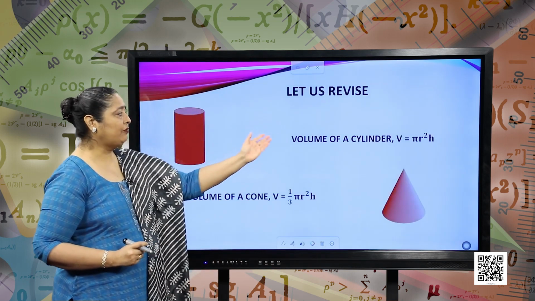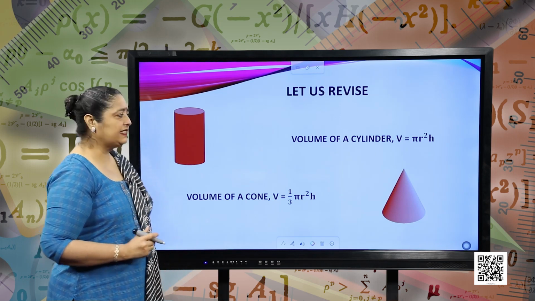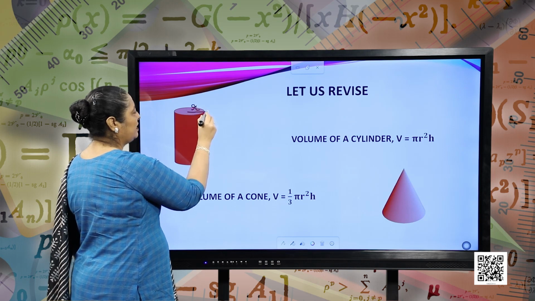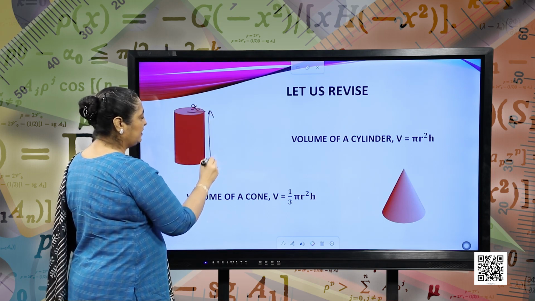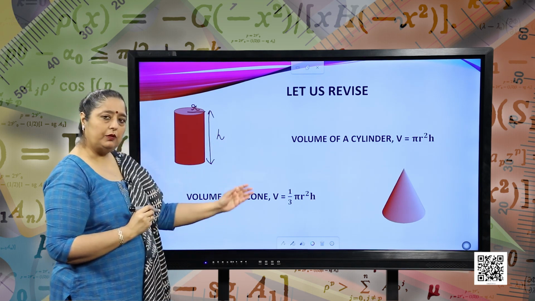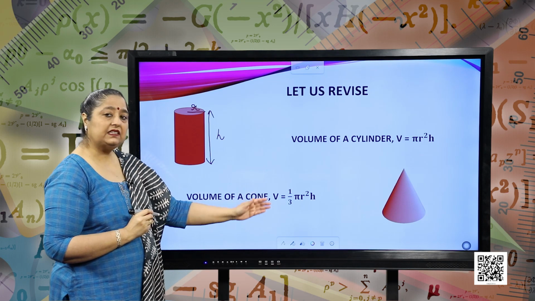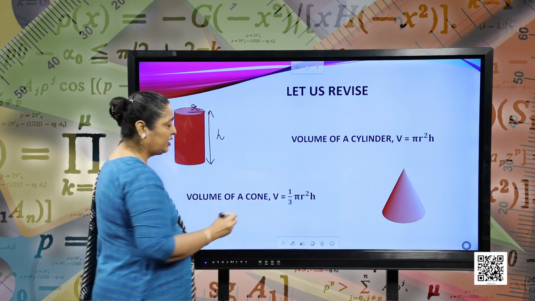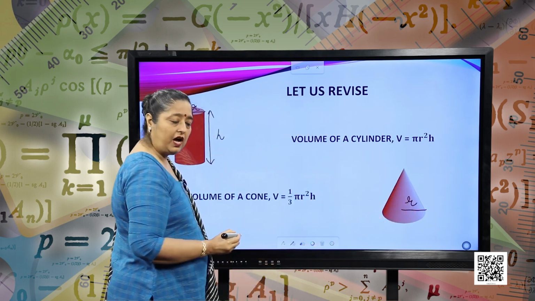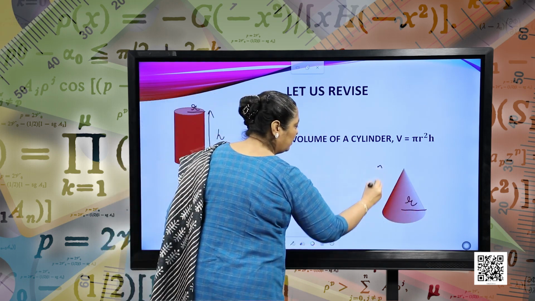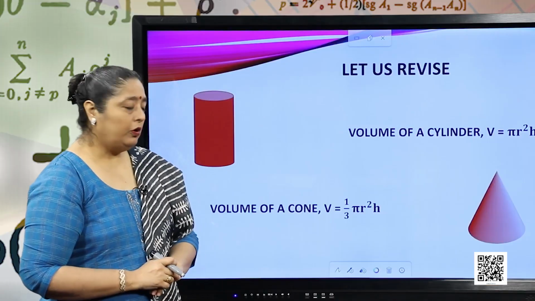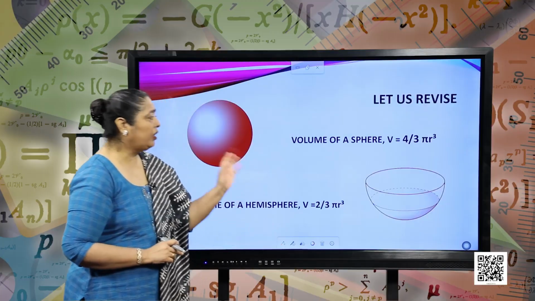Moving forward, we have volume of a cylinder. Volume of a cylinder is given by pi r square h. This is r, the radius of the cylinder, and this is h, the height of the cylinder. Similarly, the volume of the cone is given by 1 by 3 pi r square h. Now, again this is the radius or r of the cone and this is the height or h of the cone. Okay?